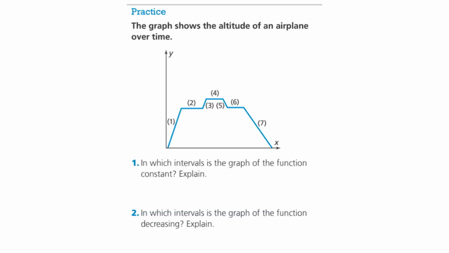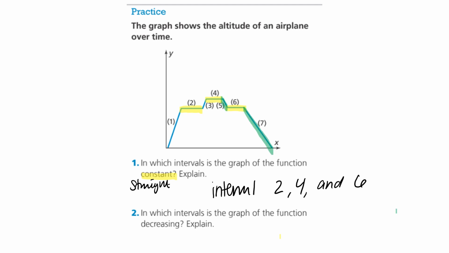The graph shows the altitude of an airplane over time. In which intervals is the graph of the function constant? So again, constant we know is a straight line. And so if we are looking at our graph, our straight lines come from 2, 4, and 6. So intervals 2, 4, and 6 are constant. For number 2, in which intervals is the graph of the function decreasing? Decreasing means going down. So that would be sections 5 and 7.